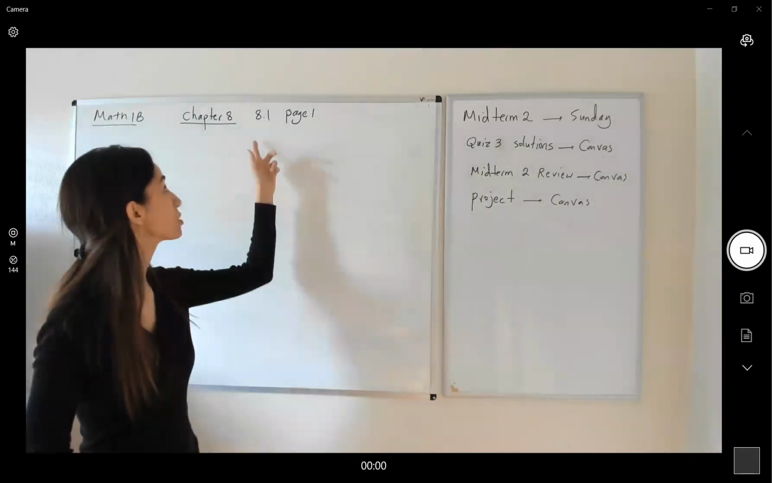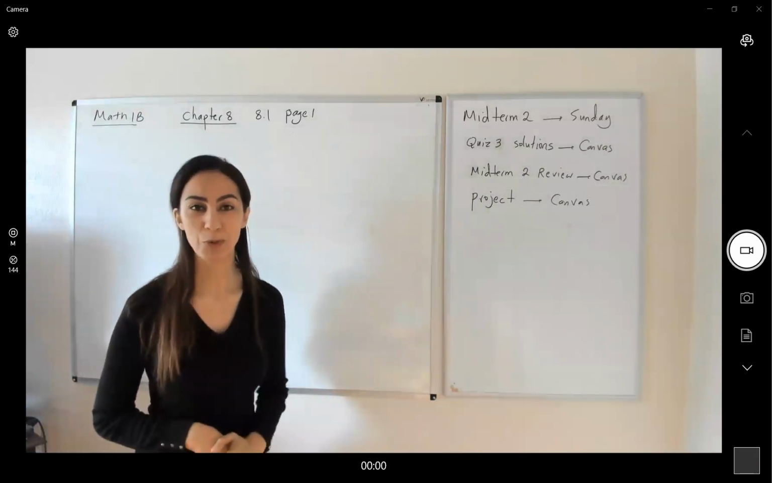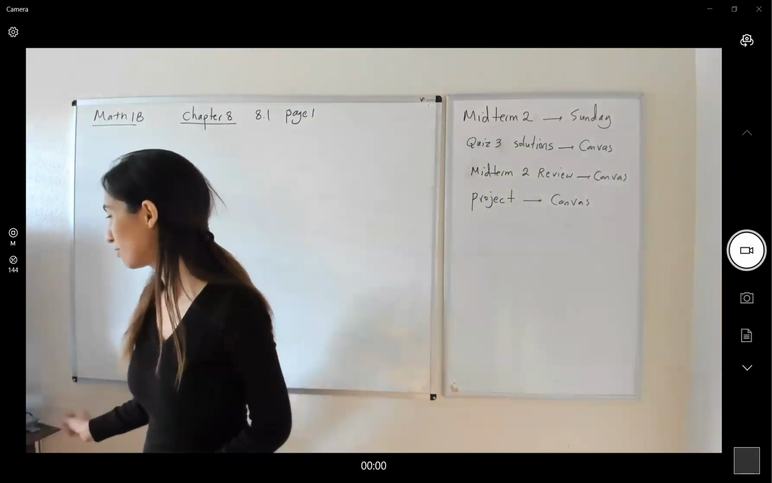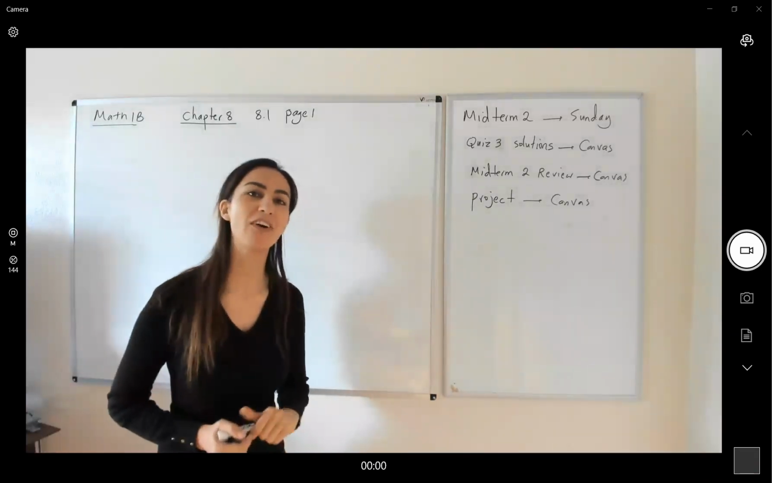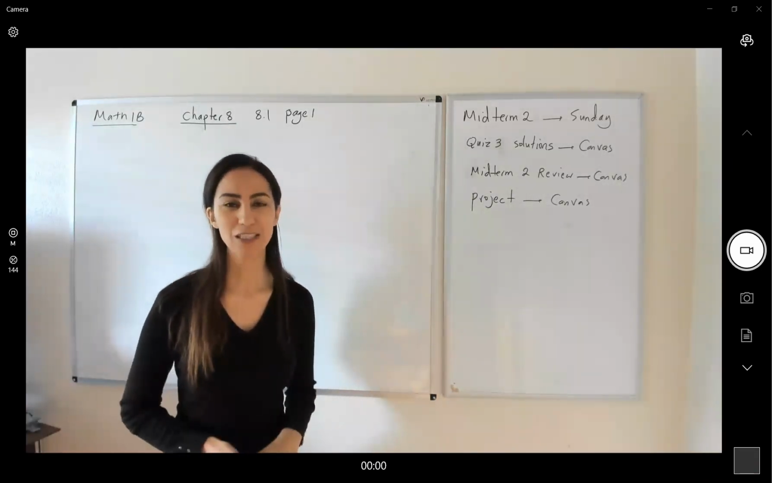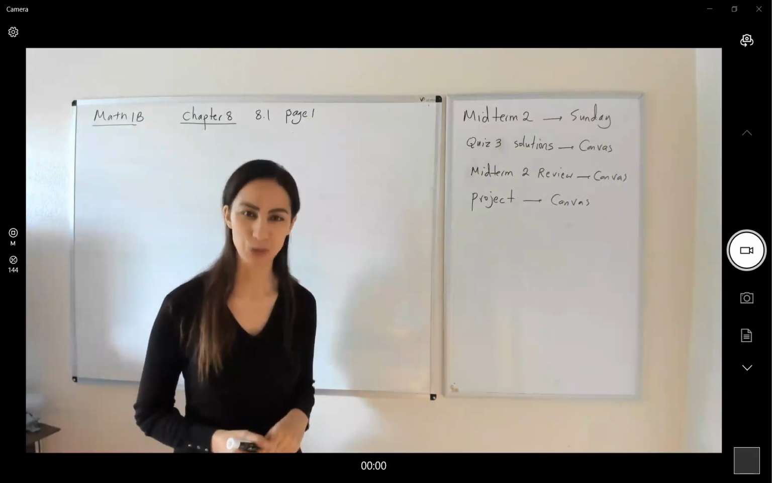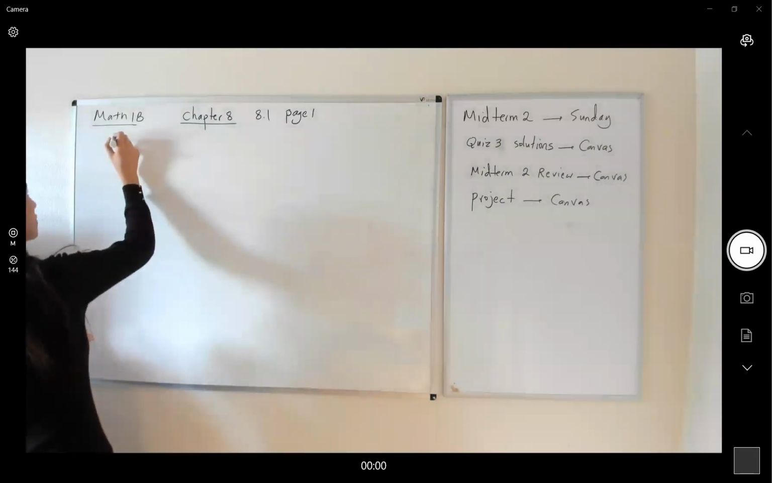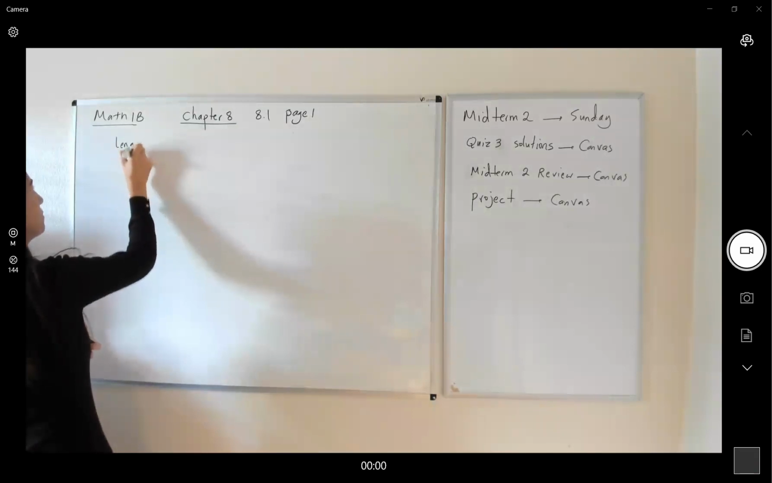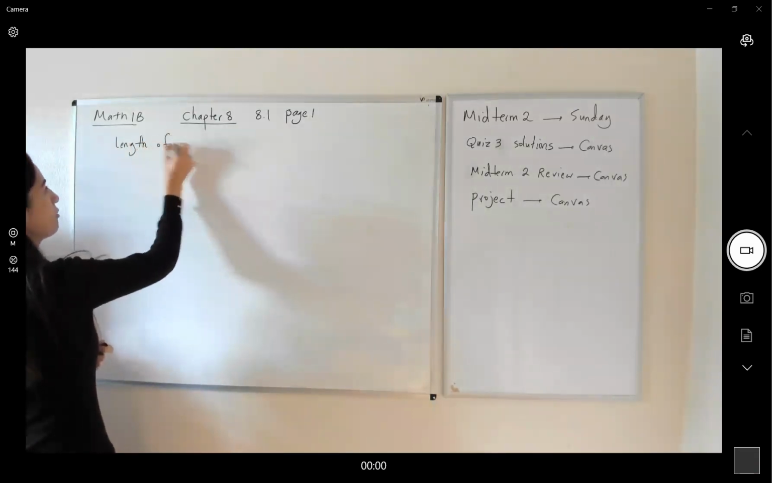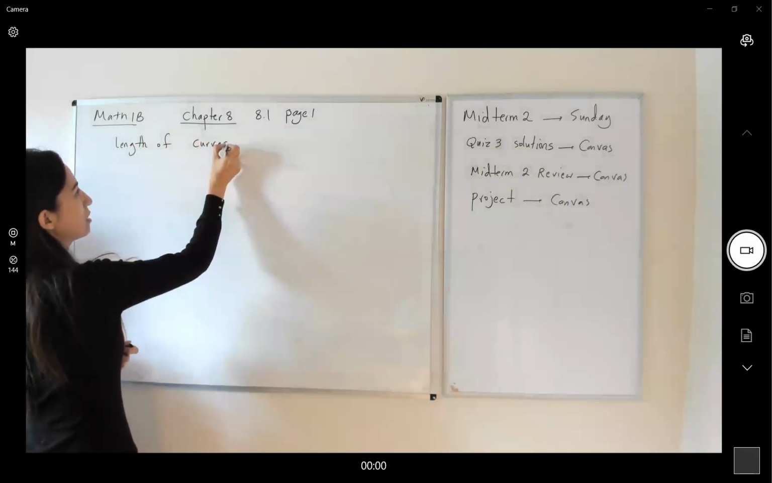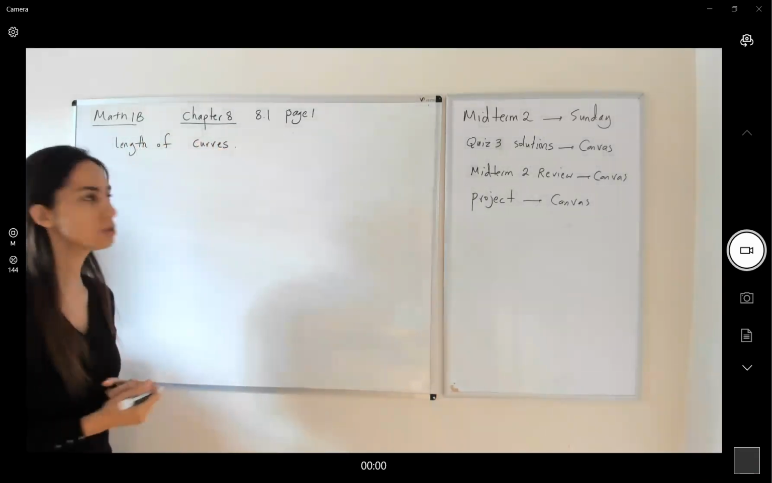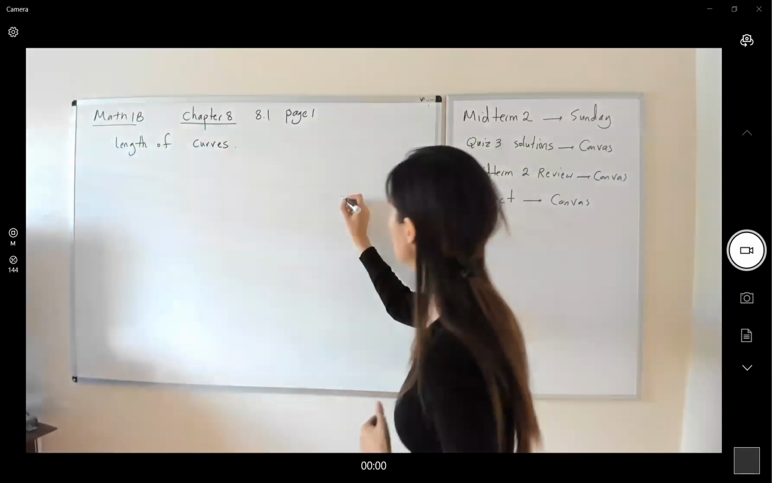So today we're going to start chapter 8, section 8.1. We are on page 1. We're going to talk about the length of functions, or graphs of functions, in two-dimensional space. Length of curves. So suppose you have a function in the xy plane.